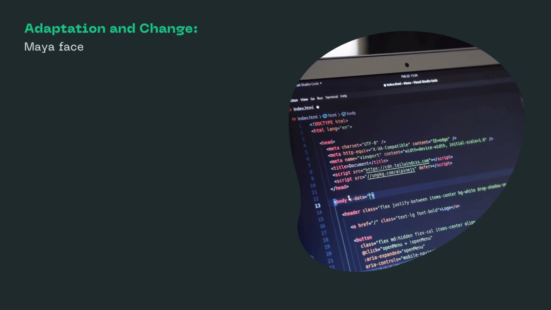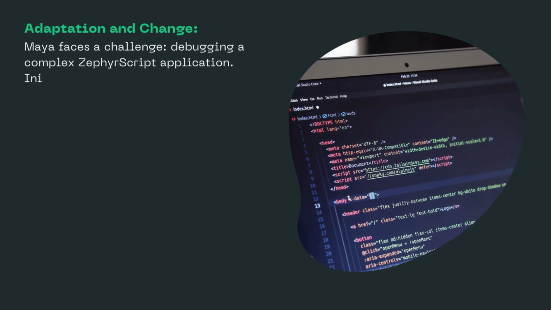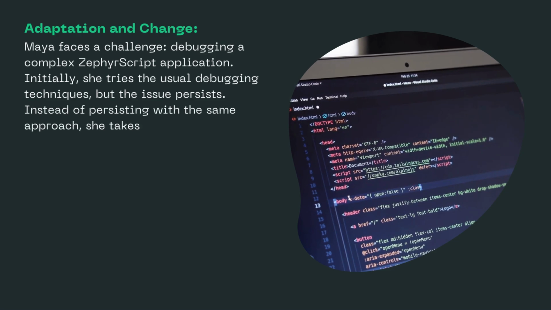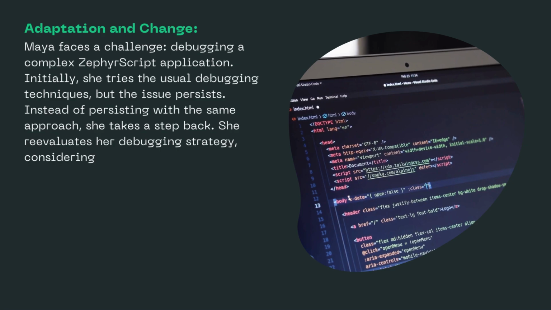Adaptation and change. Maya faces a challenge, debugging a complex ZephyrScript application. Initially, she tries the usual debugging techniques, but the issue persists. Instead of persisting with the same approach, she takes a step back. She re-evaluates her debugging strategy, considering alternative methods.